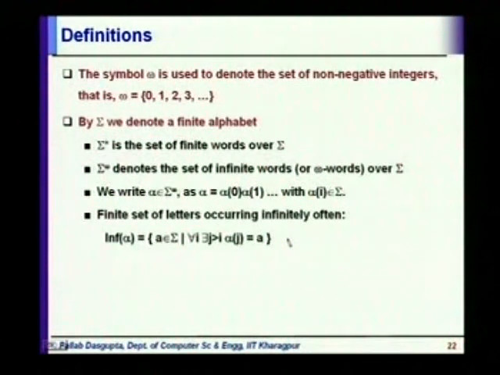Now a few definitions. The symbol omega is used to denote the set of non-negative integers. That is, omega is 0, 1, 2, this set. Okay. By sigma, we denote a finite alphabet. Sigma star, as we know already, is the set of finite words over sigma. And sigma omega denotes the set of infinite words or omega words over sigma. Okay. Now, this is the difference between sigma star and sigma omega. This is infinite words. Okay. We write alpha belongs to sigma omega as alpha equal to alpha 0, alpha 1, and so on, where each alpha i is a member of sigma.